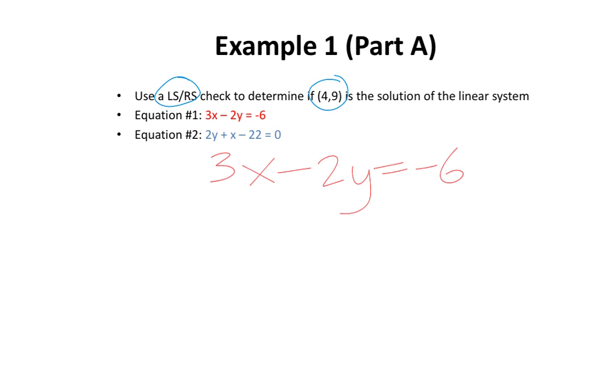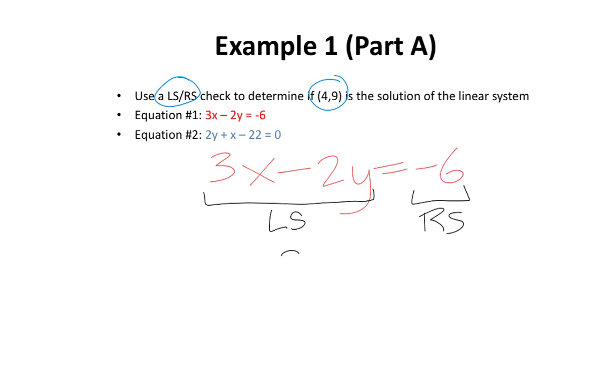Exactly what is left side and right side? Well, left side and right side is relative to the equal sign. Therefore, this would be considered the left side, and this would be considered the right side. And we want to make sure that both sides are equal once we substitute in this point. Let's go ahead and substitute in this point.